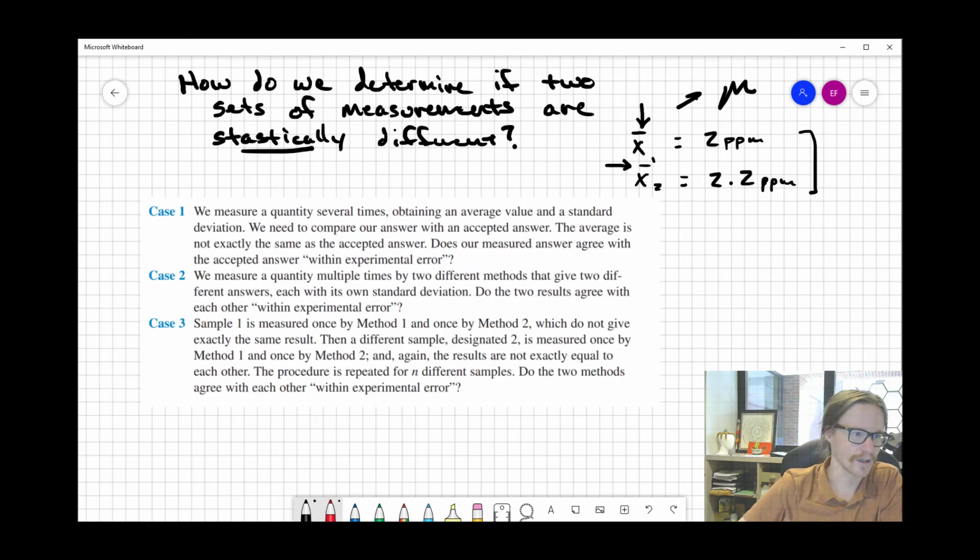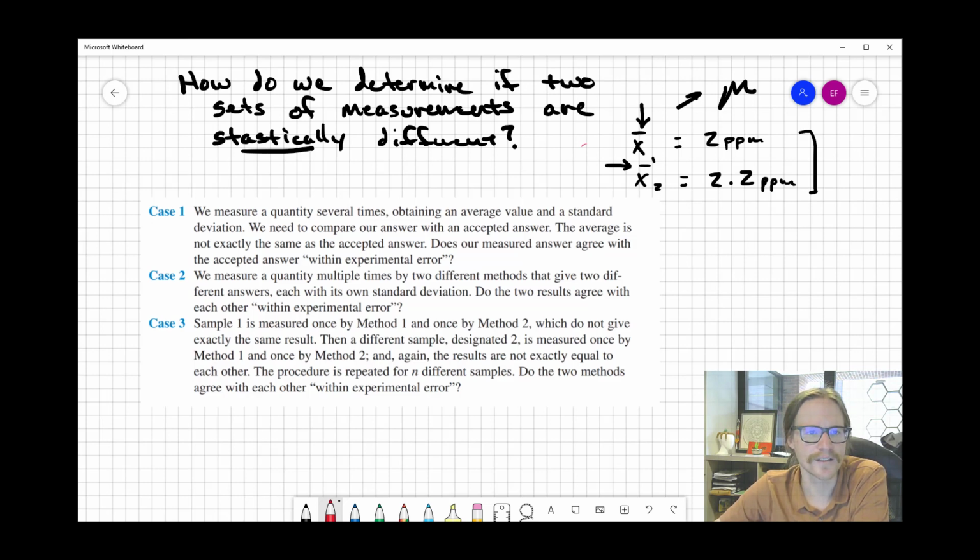And I've got 3 different scenarios here that I grabbed out of your book because they illustrate 3 different types of tests and lines of logic, or different situations that you find yourself in as a scientist doing several measurements. So case 1 here says that we measure a quantity, so by quantity measuring a sample several times, and you obtain an average value and a standard deviation. We need to compare our answer with an accepted answer. The average is not exactly the same as the accepted answer. So does our measured answer agree with the accepted answer within experimental error, which means within the random error that could and will be present in the universe?